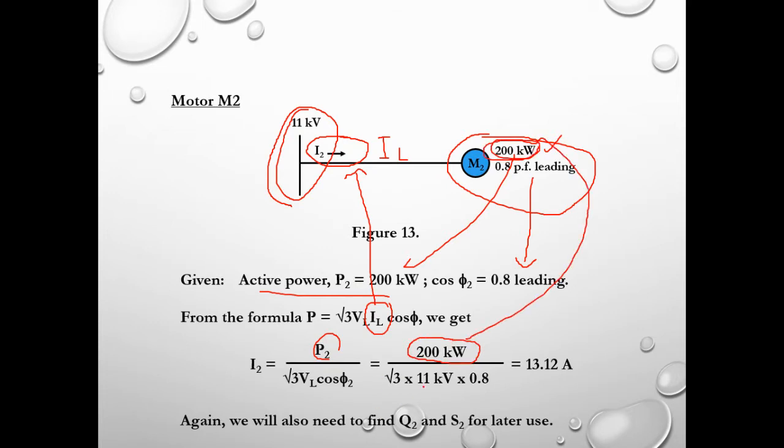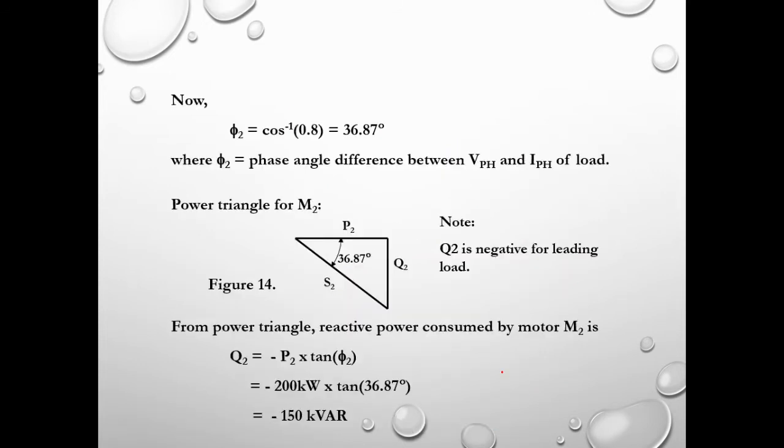And then this is 11 kV, the line voltage from the bus bar. Then this is again the power factor. And now I2 is equal to 13.12 ampere. Okay, so we are done with I line for the second motor, or I2. So again, we still need to find Q2 and S2 for later use.